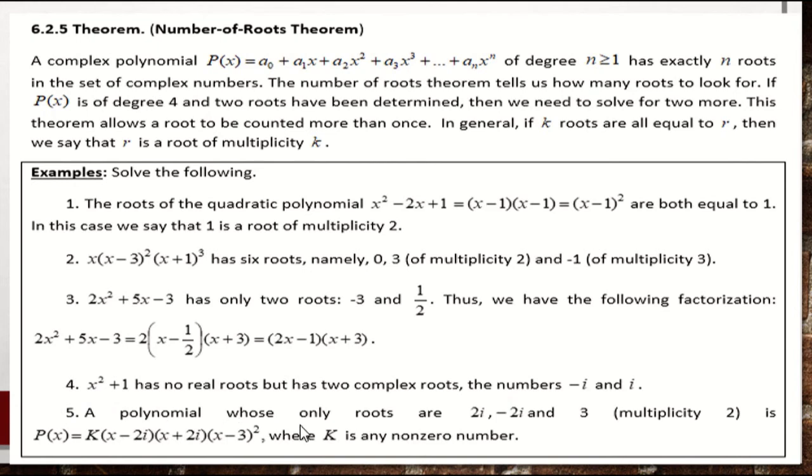Then 5, a polynomial whose only roots are 2i, negative 2i and 3, multiplicity 2, is p of x equal to k times x minus 2i times x plus 2i times (x minus 3) squared, where k is any non-zero number. So, kung magkuha ta og polynomial, ato lang siyang i-x minus the roots kung given ang mga roots. So, k ta times x minus ang katong mga roots.